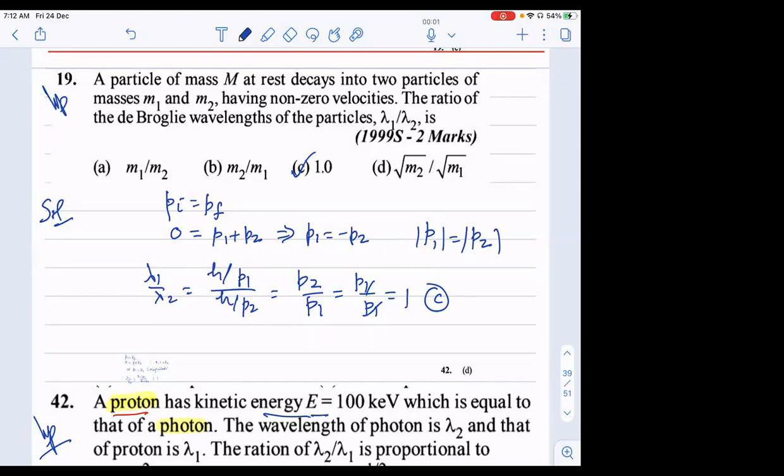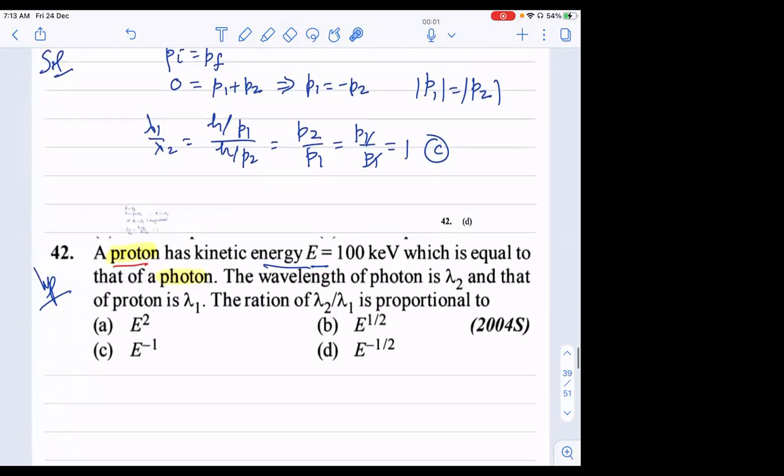Yes, sir. Only thing, one will be going this side, the other will go this side, but the de Broglie wavelength will be equal. Momentums are not equal, magnitudes are equal because they are going in opposite directions. So wavelength is a scalar quantity, so it makes no difference. Got it? Yes, sir.